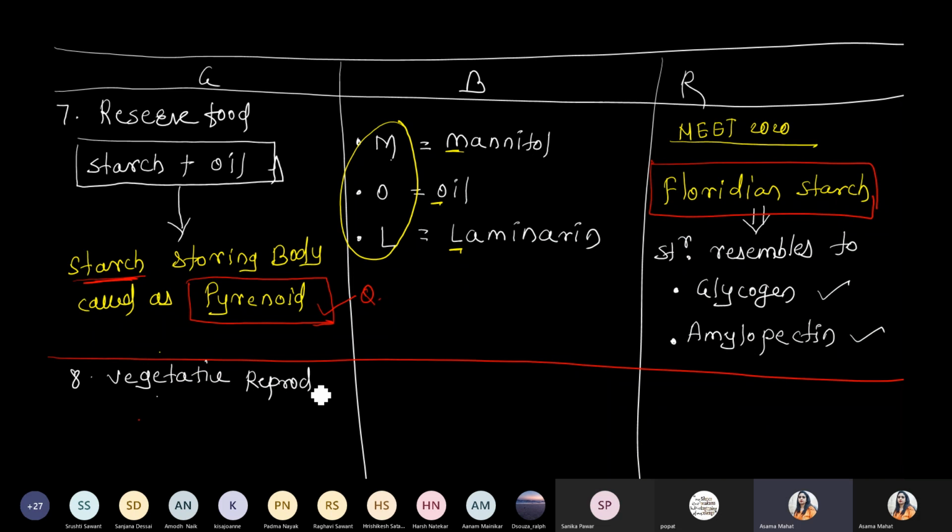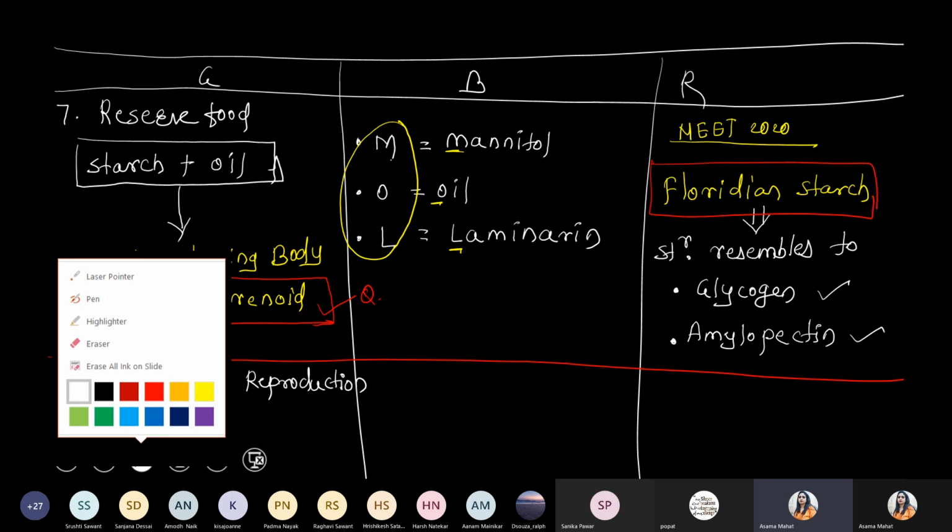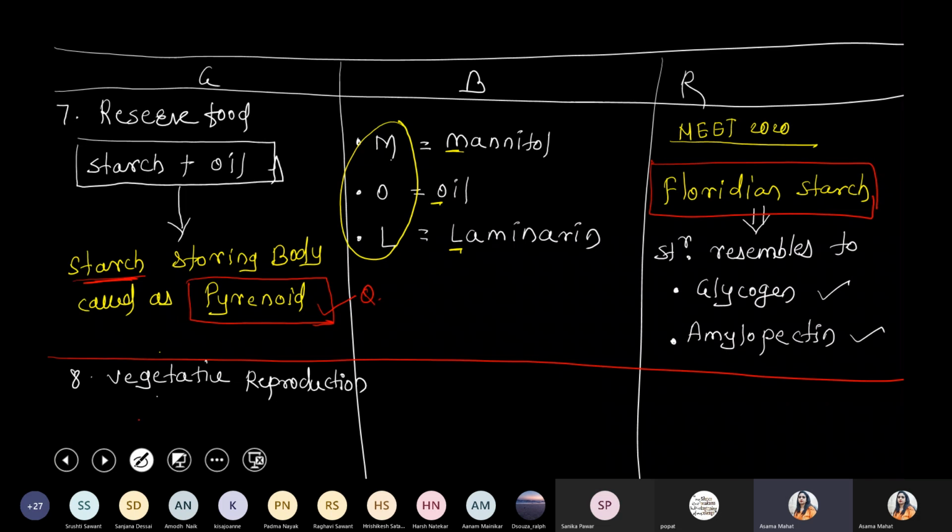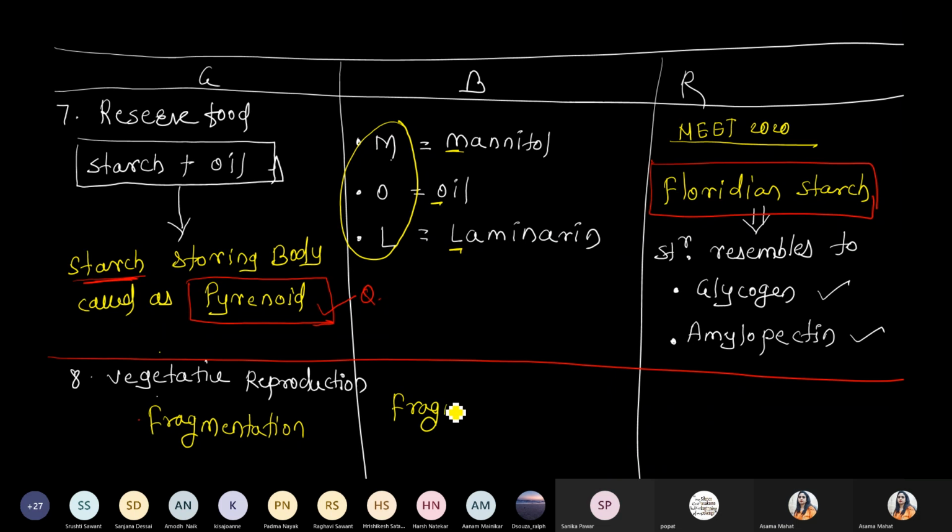Reproduction, and more specifically we are talking about vegetative reproduction. A very common vegetative reproduction which is present in all these three types is fragmentation. So we are talking about one type which is present in all: fragmentation, and even in the case of red algae there is the presence of one type, that is fragmentation.